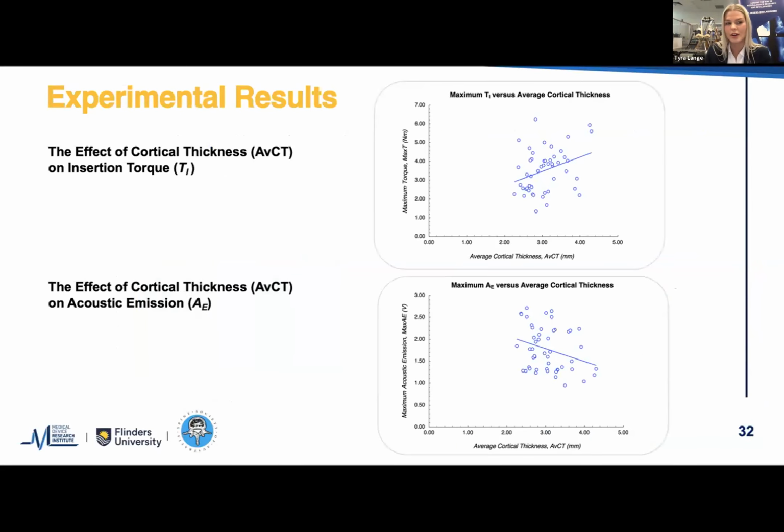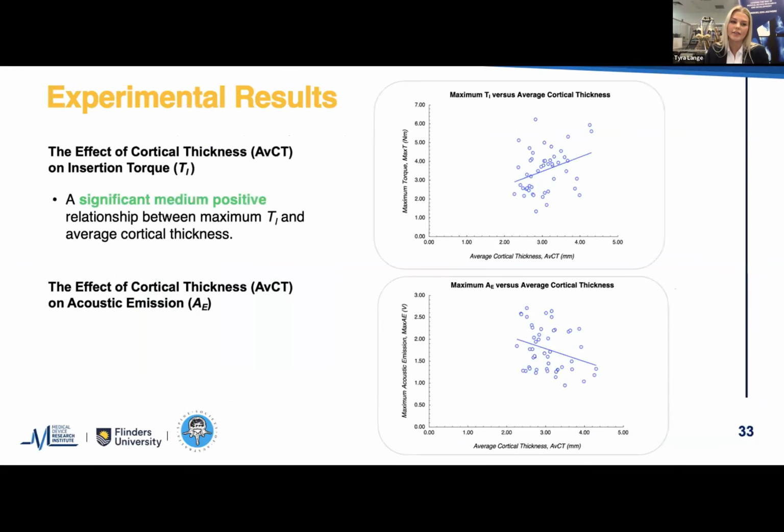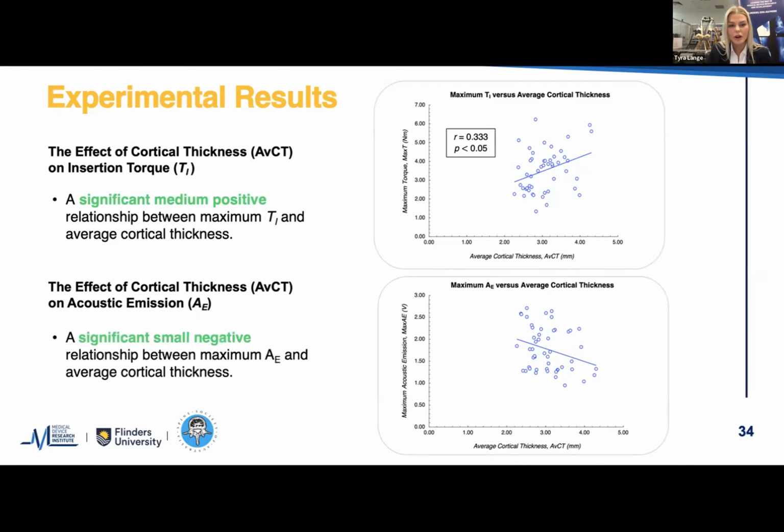We also wanted to explore the effect of cortical thickness on insertion torque, and evident was a significant medium positive relationship between the maximum insertion torque and the average cortical thickness. We then wanted to explore the effect of cortical thickness on the acoustic emission biomarker, and evident was a significant small negative relationship between the maximum acoustic emission and the average cortical thickness.